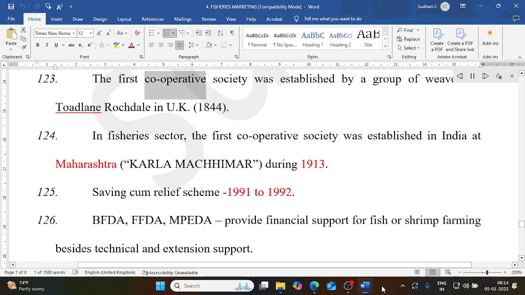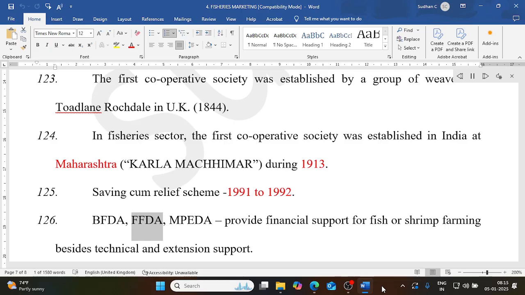The first cooperative society was established by a group of weavers at Toad Lane, Rochdale in UK, 1844. In the fisheries sector, the first cooperative society was established in India in Maharashtra at Karla Makhimar, during 1913. Saving Cum Relief Scheme, 1991 to 1992.